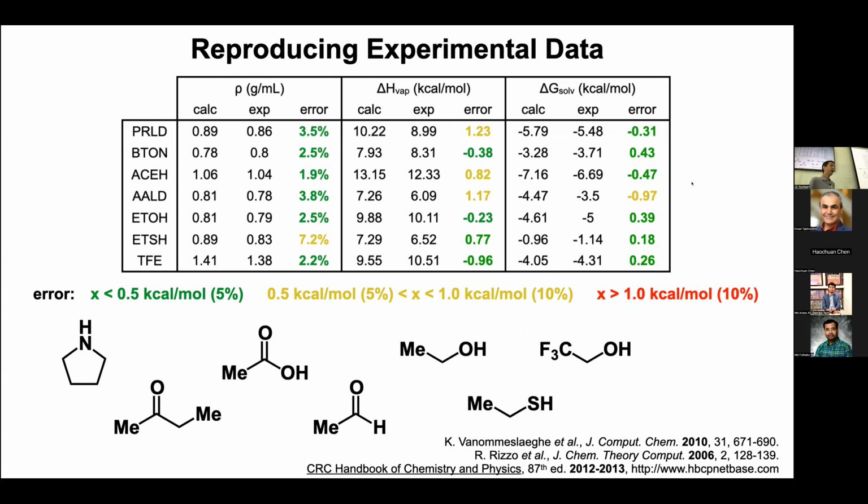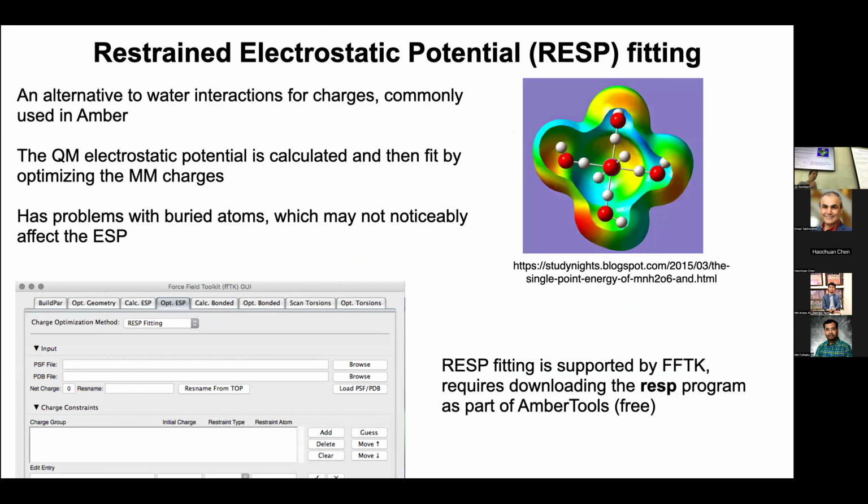Now, I said we get charges by water interactions. Just to pay homage to other approaches, like the AMBER force field, they have a different approach. They try to fit the electrostatic potential around the molecule, or ESP. It's a different philosophy, but basically the same end result, that you get some partial charges for your atoms. ffTK can also support this, and there will be a charge optimization method drop-down menu, and you can select ESP fitting if you want to use that for some reason.